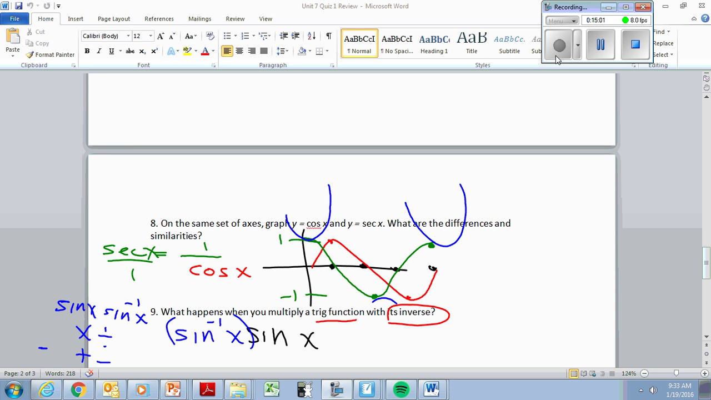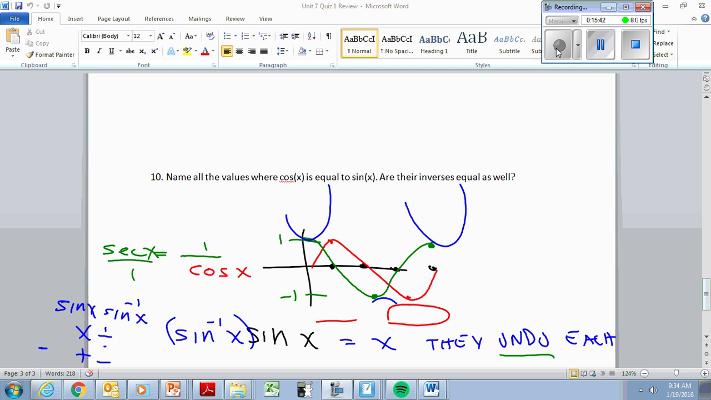All right, so what happens when you multiply these? It equals just x. They undo each other. I wonder what a real math person would say. I wonder how they say it. They undo each other. I'm going to underline undo.